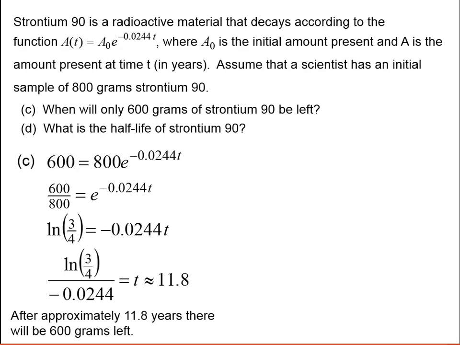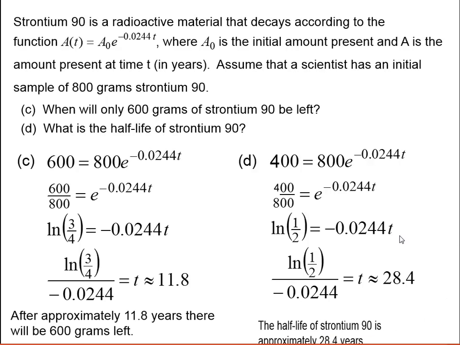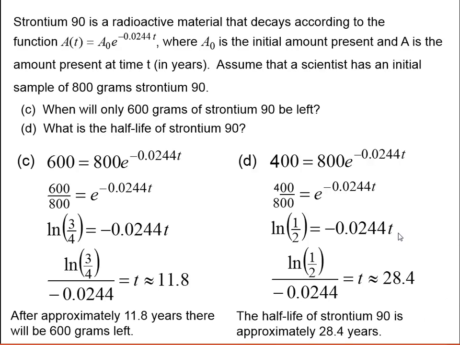And then letter D says, what is the half-life of strontium? Half-life is the time that it would take to have half of our initial amount. So if 800 is our initial amount, then we're looking for where our value left is 400. Just like with letter C, I'm going to solve for the time variable. I'm going to divide both sides by 800, then ln both sides, and then divide by the coefficient of t, and there's our approximated value of 28.4 years to be the half-life.